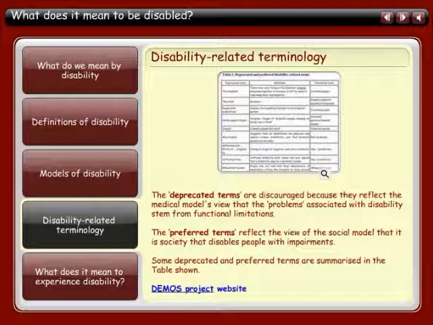The language that we use to talk about disability is quite problematic. The table shown illustrates the deprecated and preferred disability-related terms. The definitions of these two terms are described.